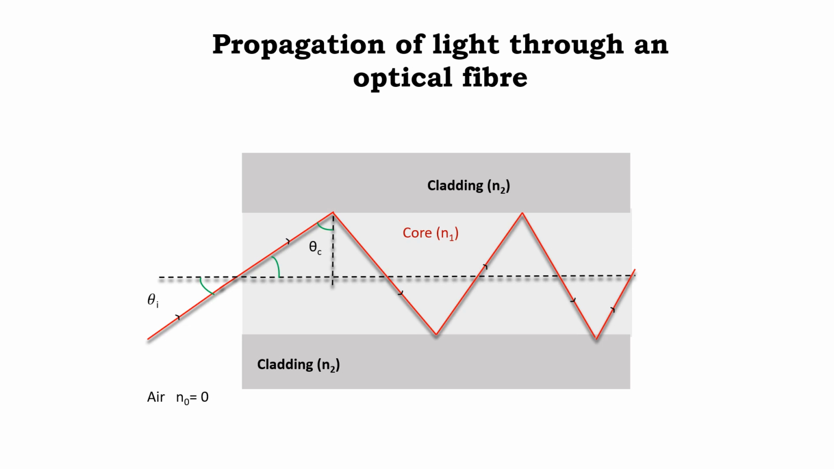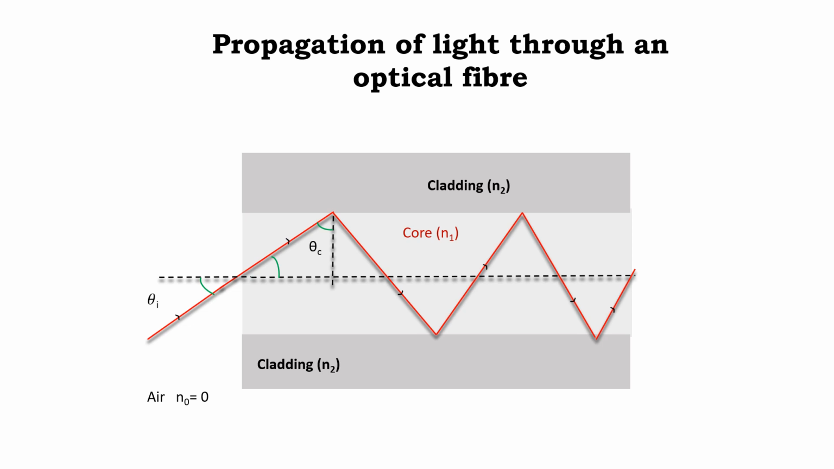Light propagates as an electromagnetic wave through an optical fiber. The light rays entering the fiber strike the core cladding interface at different angles. As the refractive index of the cladding is less than that of the core, the majority of the rays undergo total internal reflection at the interface, and the angle of reflection is equal to the angle of incidence in each case.